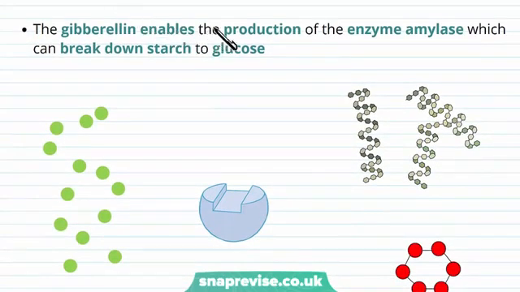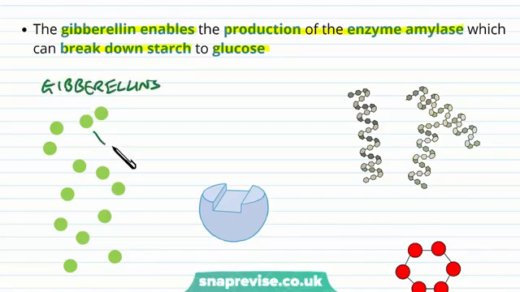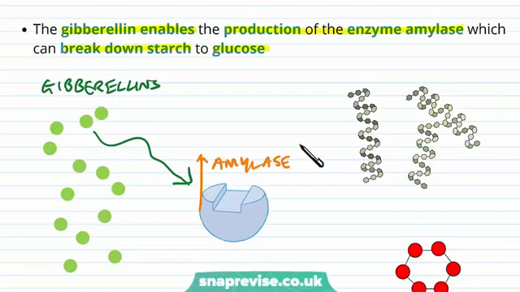The gibberellin focuses on seed germination, and so what happens is first the gibberellin enables the production of the enzyme amylase, and the enzyme amylase is focused on breaking down starch into glucose. So the seed has absorbed water, and the seed now is releasing the gibberellin hormones. The gibberellins eventually lead to the production of the enzyme amylase, and the seed will have storage of starch molecules inside its tissues before it even germinates.